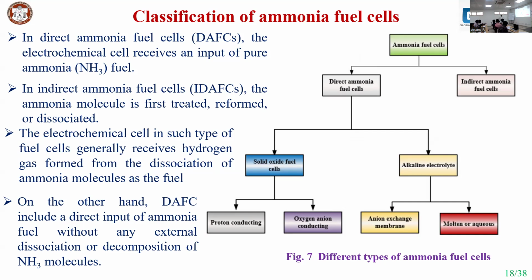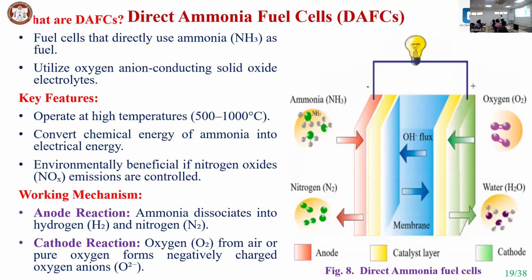In order to use the fuel directly without reforming into hydrogen, different fuel cells are available: solid oxide fuel cells and alkaline fuel cells. Under solid oxide fuel cells, we have the proton conducting solid oxide fuel cell and the oxygen anion conducting solid oxide fuel cell. Under alkaline electrolyte, we have the anion exchange membrane fuel cell and the molten aqueous type of fuel cell.